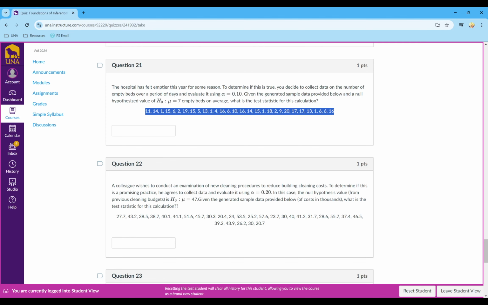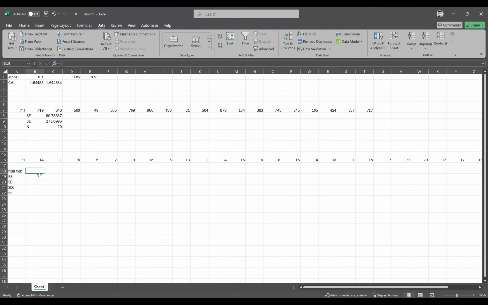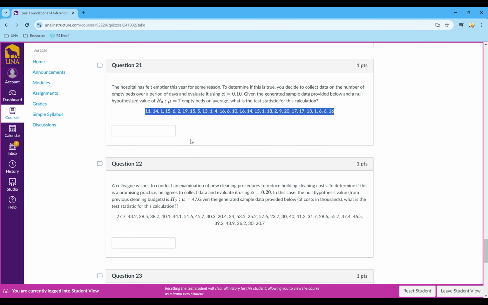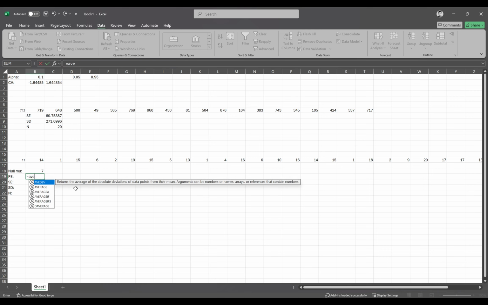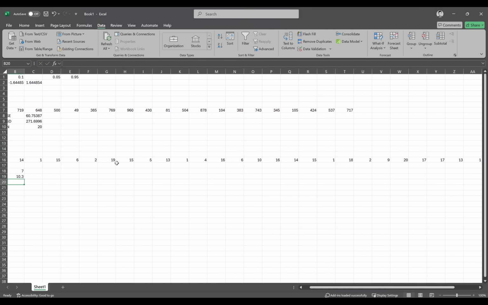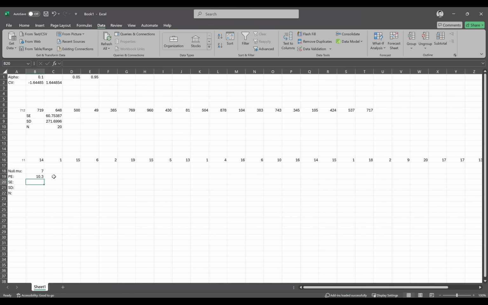All right, so null mu, what's the null hypothesized value? That is 7 empty beds. Is that right? Let me read the problem again. Felt emptier. So collect data on the number of empty beds over a period and evaluate. A null value, 7 empty beds. What's the test statistic? Great. So the point estimate is going to be the mean of all of these values. So that's average in Excel. This is one I often forget. I think I forgot it on the last video.